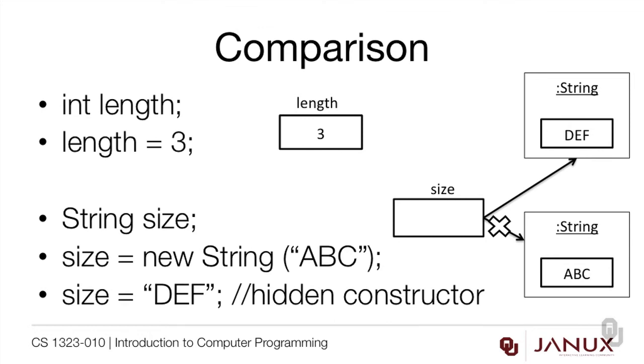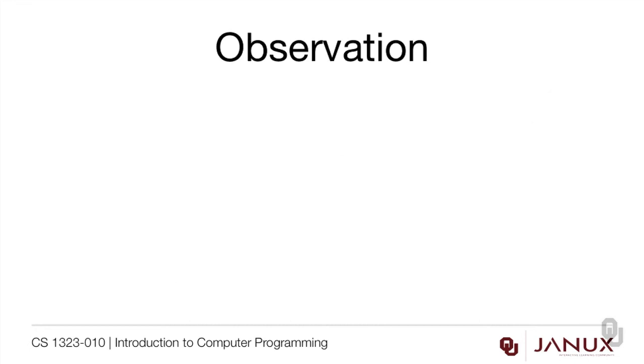So at this point, the reference size points to the string DEF. The string ABC has been abandoned. Even if we wanted to use it in the future, we can't get back to it because we don't have its reference anymore. So you can think of objects as being a little bit like helium balloons, in that if you release the string, up they go, they're gone. It's not that they're not there, they're still there, but you can't get to them. So keeping track of references is very important.